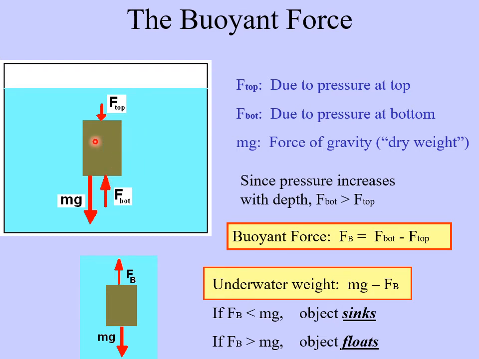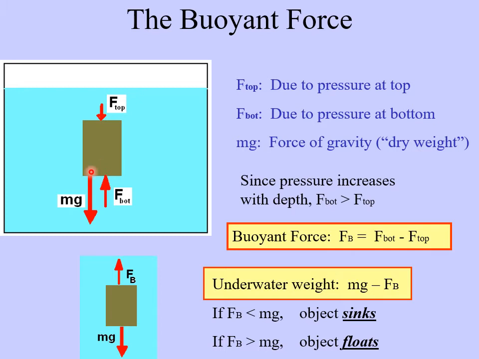Now, of course, there are also pressures pushing left and right, but those are going to cancel each other. For every force pushing to the right over here, there would be an equal and opposite force pushing to the left. But these two forces here do not cancel, because remember, the farther we go down in the fluid, the greater the pressure is. So this force down here, the bottom force, is actually larger than the top force. And this is the origin or the source of what gives something buoyancy and makes it weigh less.